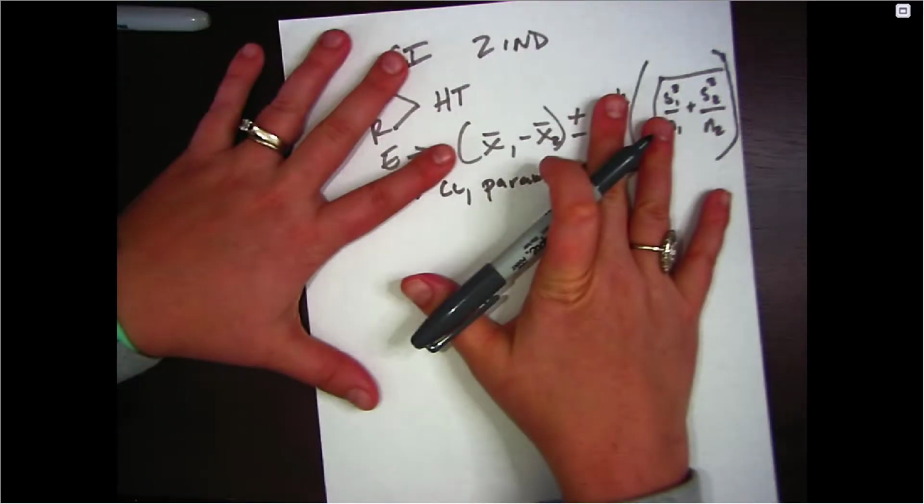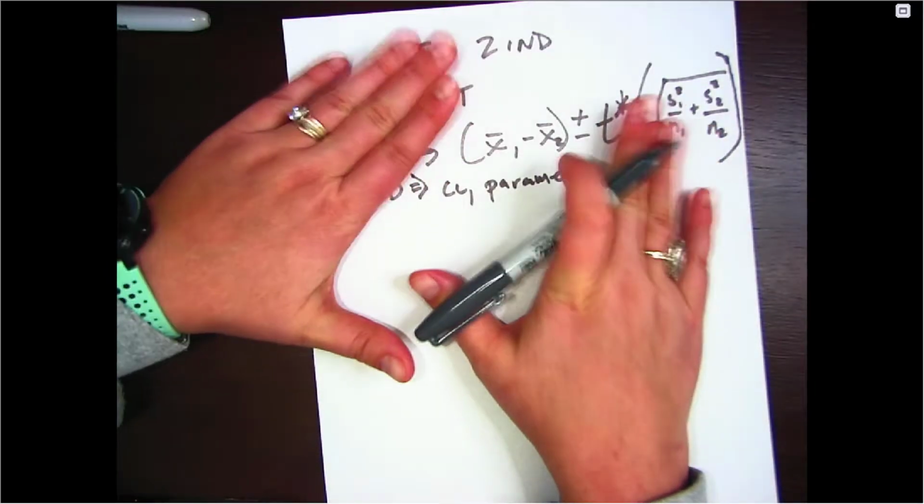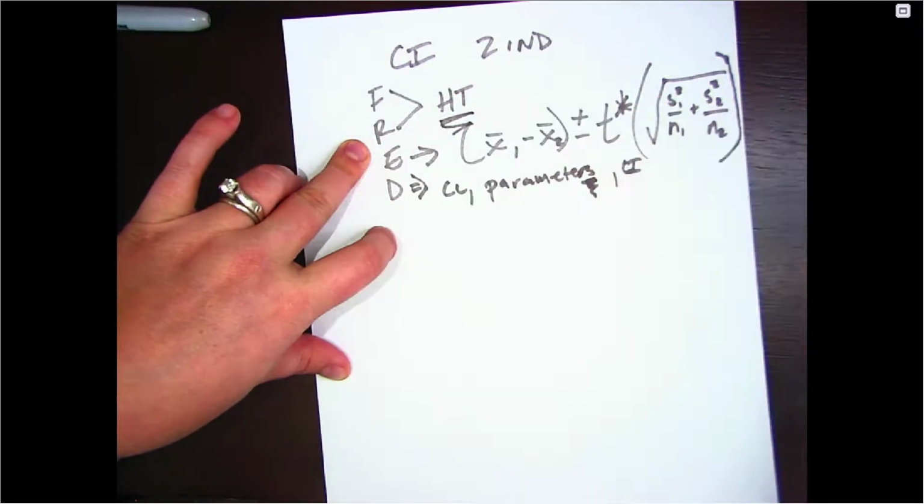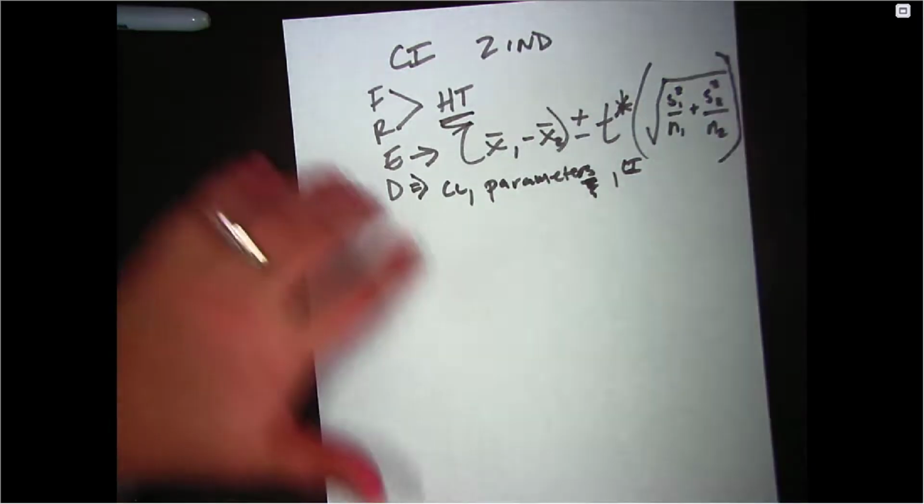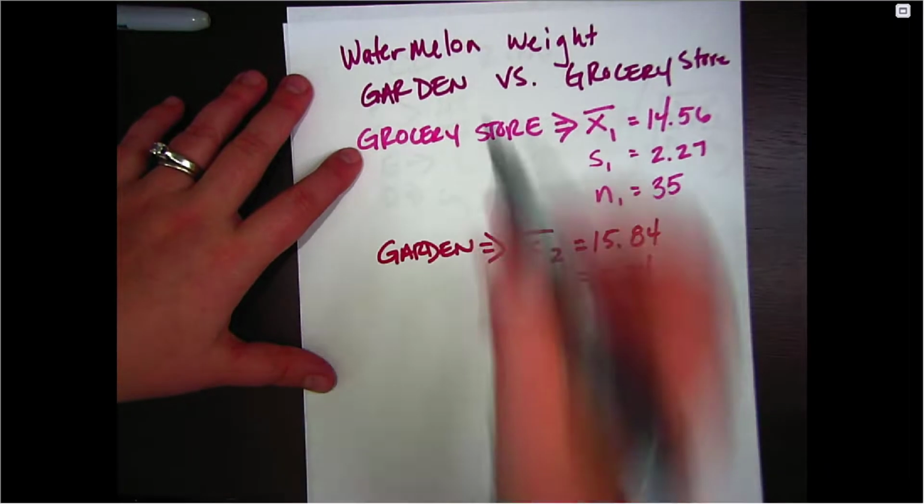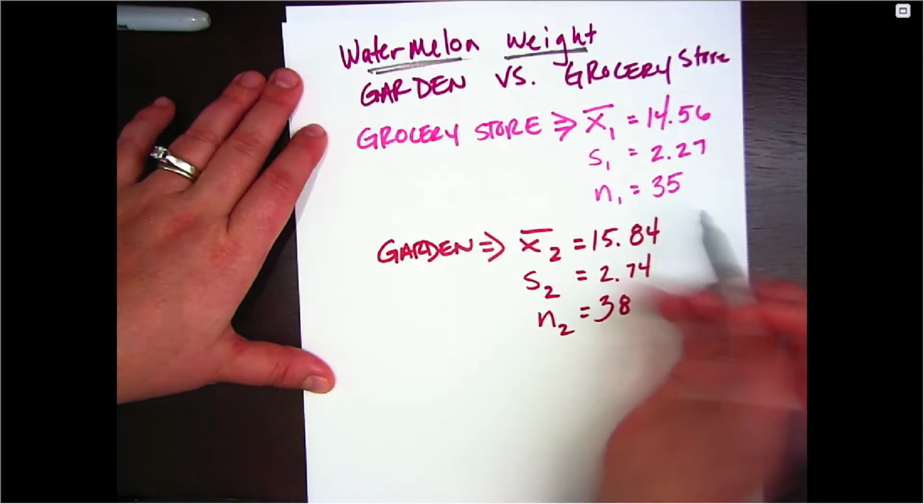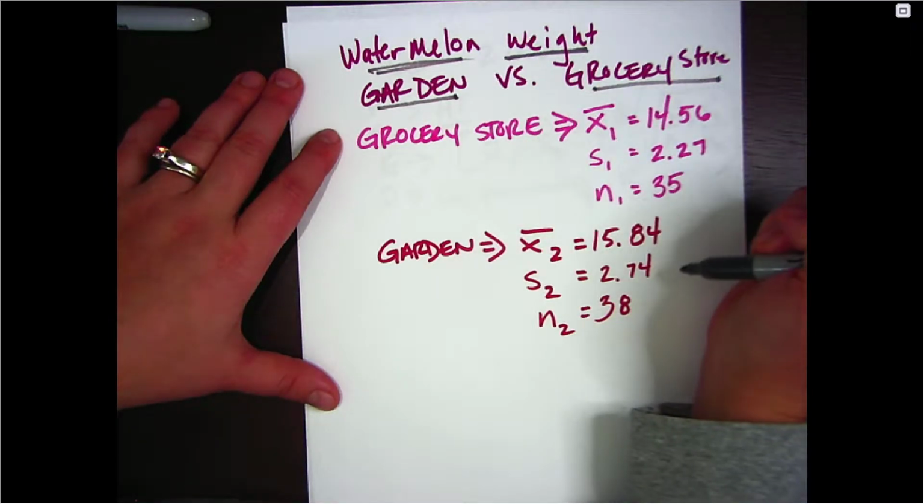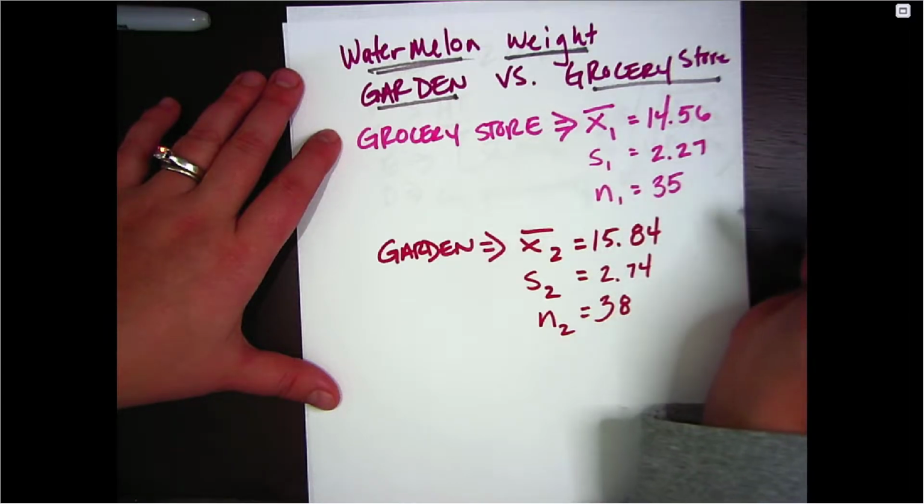So those are the basics of the FRED, and I'm spending less time on it because we've already done a confidence interval and we've already done a hypothesis test for this type of data. So we are going to be looking to see what the difference between watermelon weights are for a garden versus grocery store. So I have my sample estimates for each of the two groups.